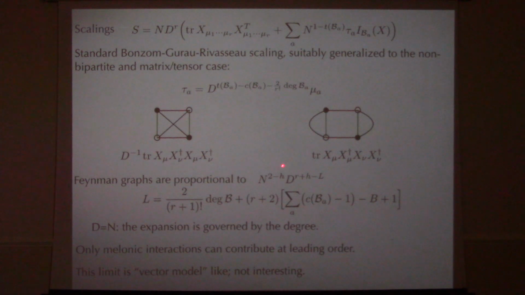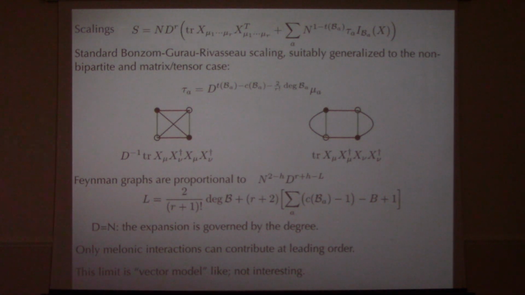So the large D or large N expansion is governed itself by the degree, but not the degree of the interaction, the degree of the Feynman graph. So it's a very remarkable thing. Okay? You scale your couplings according to the degree of the interactions, and you find a large N expansion which is governed by the degree of the Feynman graph with particular scalings. Good. So this is the normal tensor model theory governed by the degree. The leading order Feynman graphs, by definition, are melons.